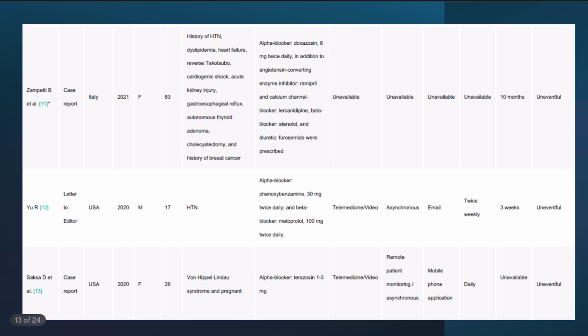Now let's discuss the remaining three studies by Zampeti B, then UR, and then Saksa D. In these cases, one is a case report, another is also a case report, and this one is a letter to editor. They have different comorbidities as you can see here, so I'm not going to read those. It is basically the result of all five studies included in the systematic review, and the drugs used are basically alpha blocker and alpha blocker, because phenoxybenzamine is used.